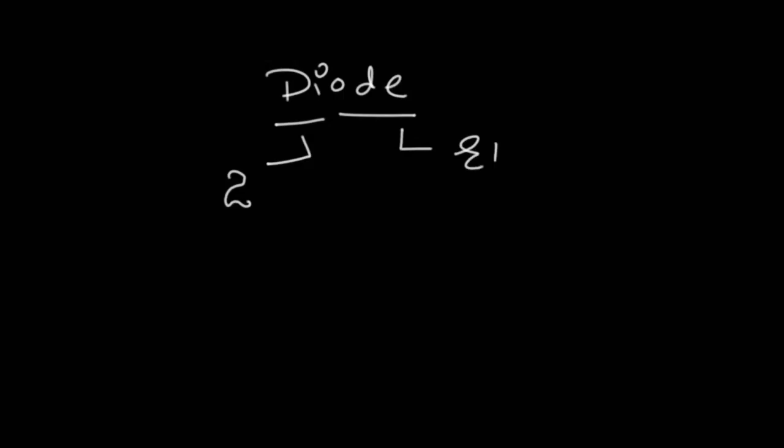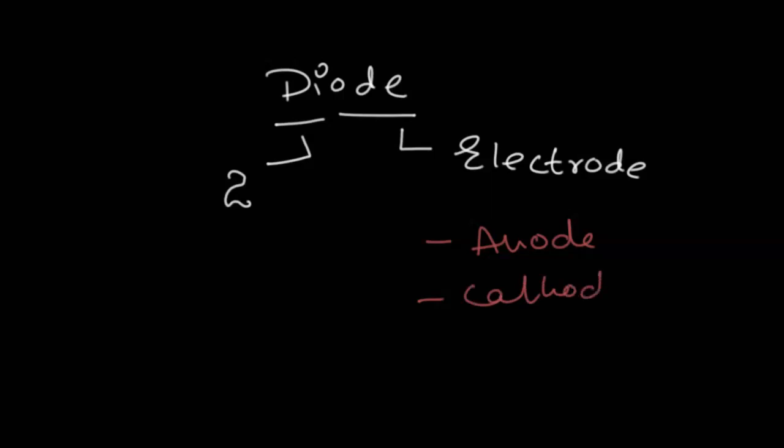So what is a diode? A diode is the simplest semiconductor device. As the word suggests, let's break it: Di as in two and ode is for electrode. So a diode is a device which has two electrodes, the anode and the cathode. The anode is the positive electrode and the cathode is the negative electrode. Let's understand better with the help of the symbol.